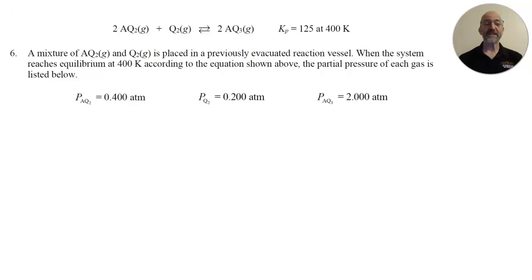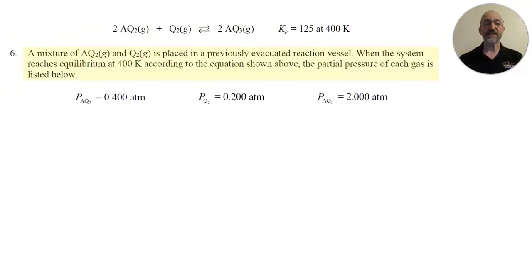Here in question 6, we have another example of a gaseous equilibrium system, but this time, instead of adding a small amount of a gas such as helium, the change that will occur in question 6 will be a change in the volume of the reaction vessel. But we're not quite there yet. Let's go ahead and process what we know so far for this system involving the substances AQ2, Q2, and AQ3.